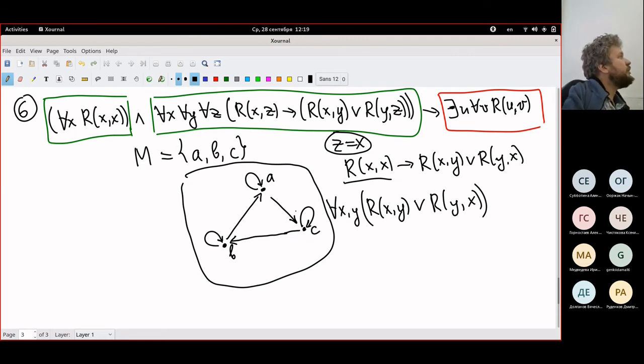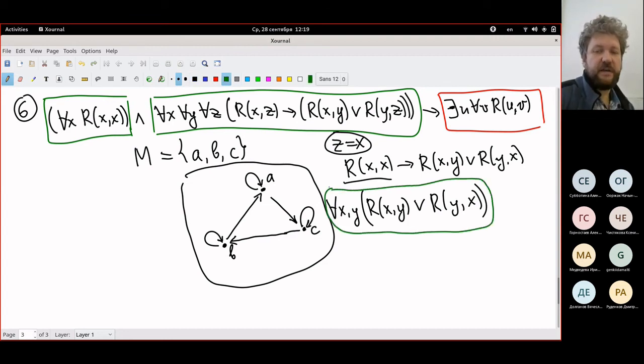We're already in this stage, so we know that this is true. And for any two x and y, we have either xy or yx. We know how to prove it. Suppose we know. You already proved it. Yes, but and then?